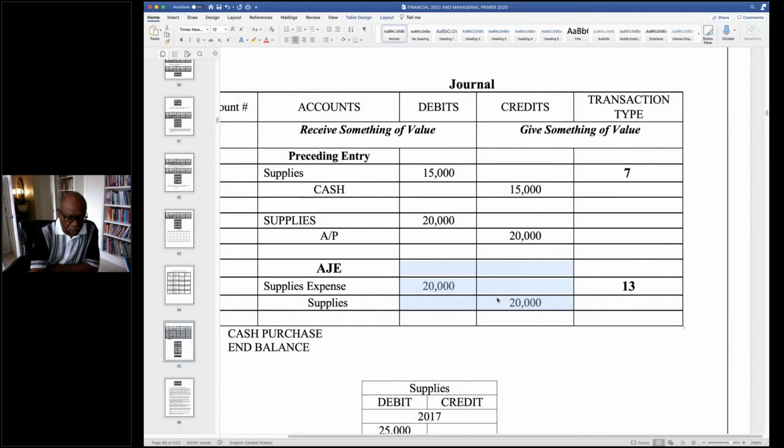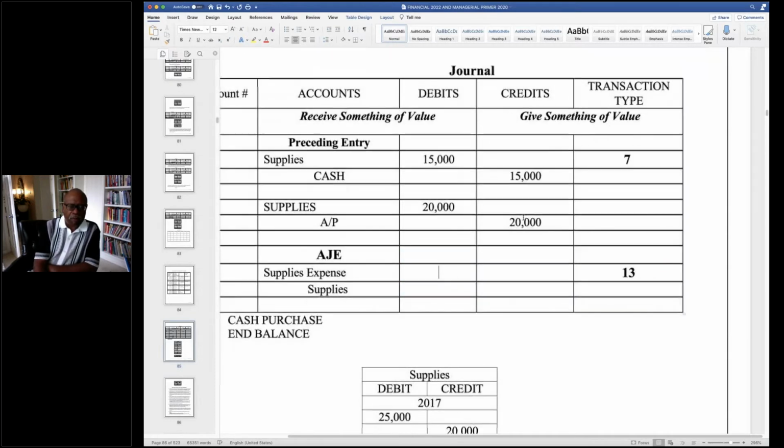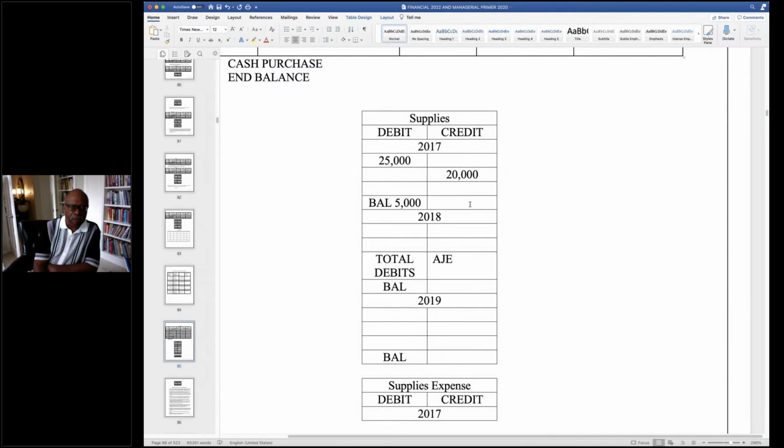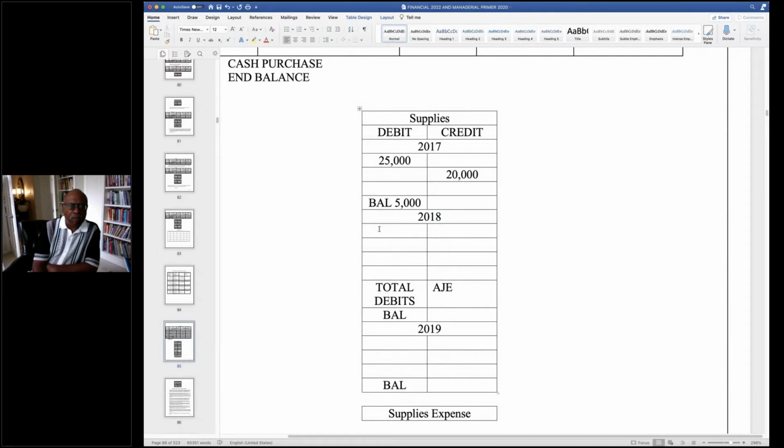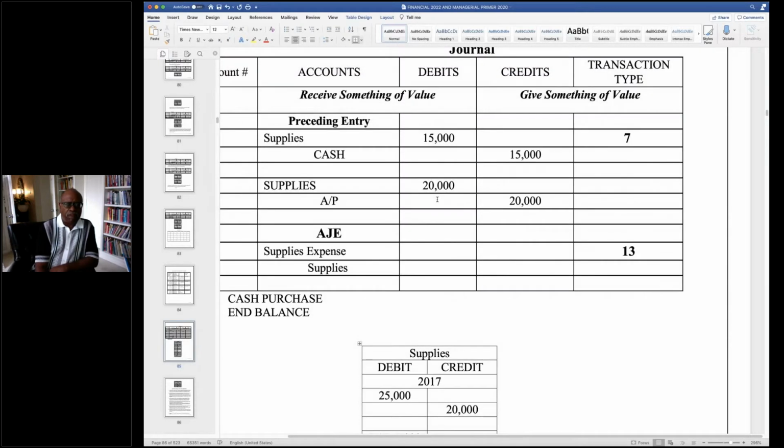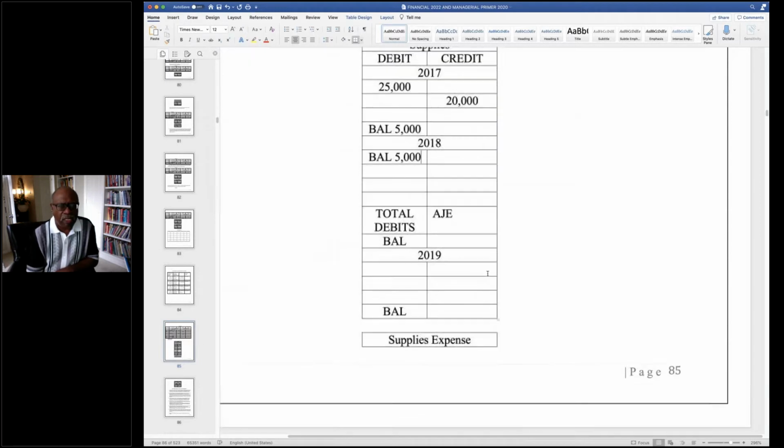So we'll take this out. Okay. So at this point, as we move into 2018, we're going to bring down the balance from the prior period. Just like if this is your bank statement, when you go to 2021, you will move your balance from the prior year down. Now we're going to post the 15,000 and 20,000, the current transactions in the account.